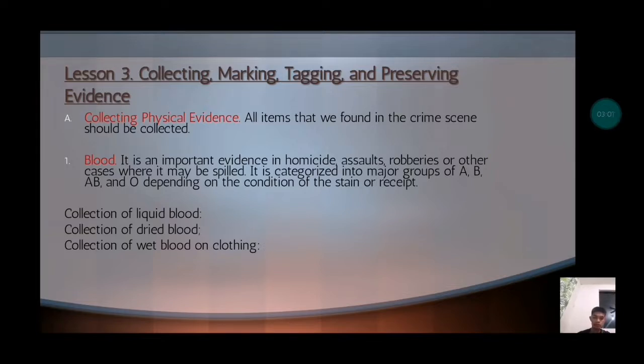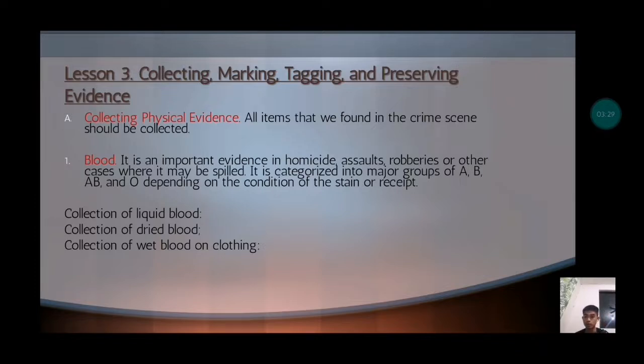So lesson 3, collecting, marking, tagging, and preserving evidence. So in the process of investigation, the responding team should be knowledgeable on the proper action to be done and specific kinds of evidence found in the scene of the crime. The proper methods in collecting, marking, tagging, and preserving evidence that must be observed are the following.